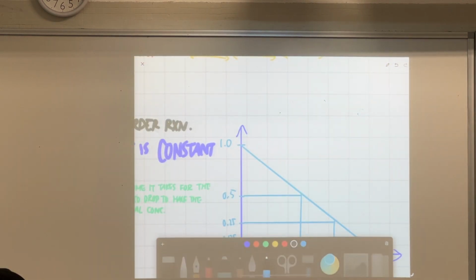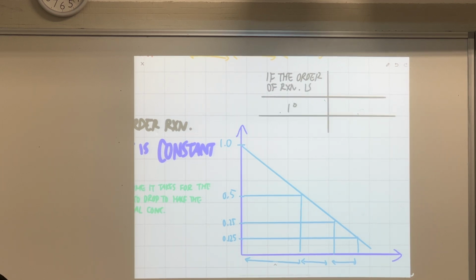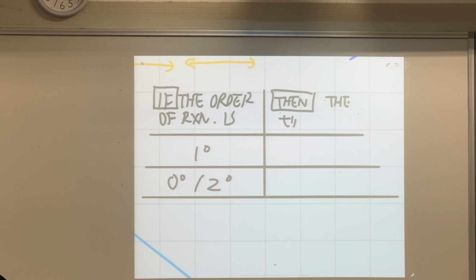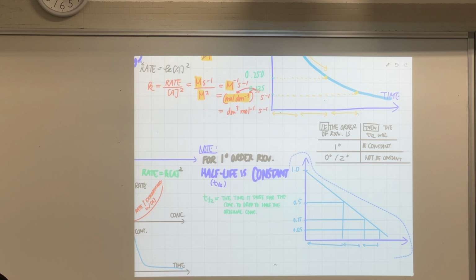So if the order of reaction is primary or first degree, compared to when it's zero or second degree, then, so we have an if-then relationship to remember here. So then the half-life will be constant for first order. It will not be constant for zero and second. Is that clear? If you like, you can also draw the zeroth order thing here.